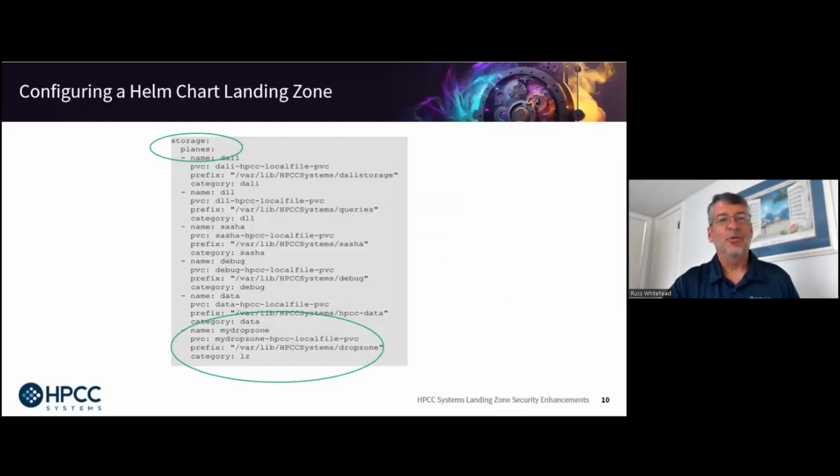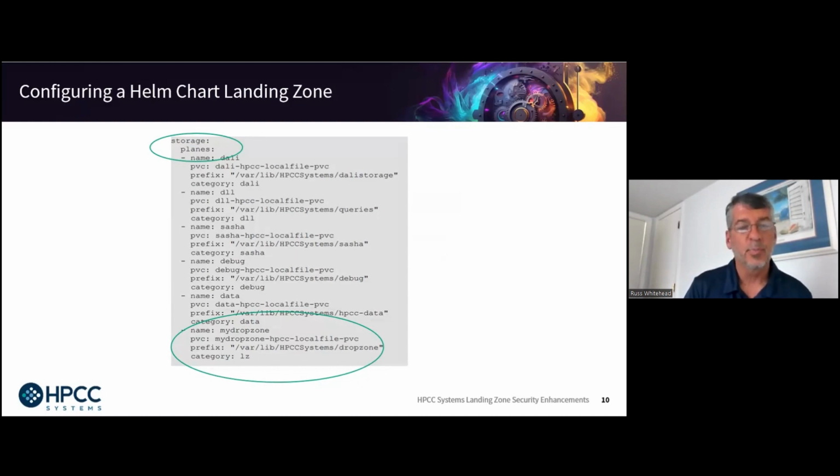Okay, so that was obviously using the Configuration Manager tool to modify a bare metal environment file. I just wanted to show you here how you can hand edit a Helm chart for a containerized deployment to add one or more landing zones.